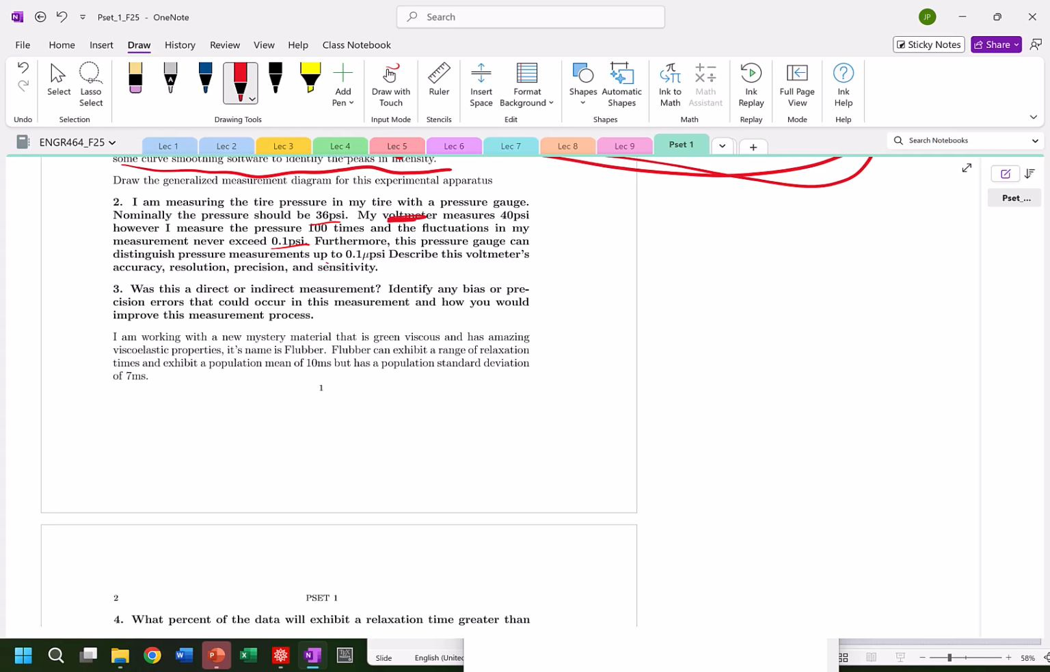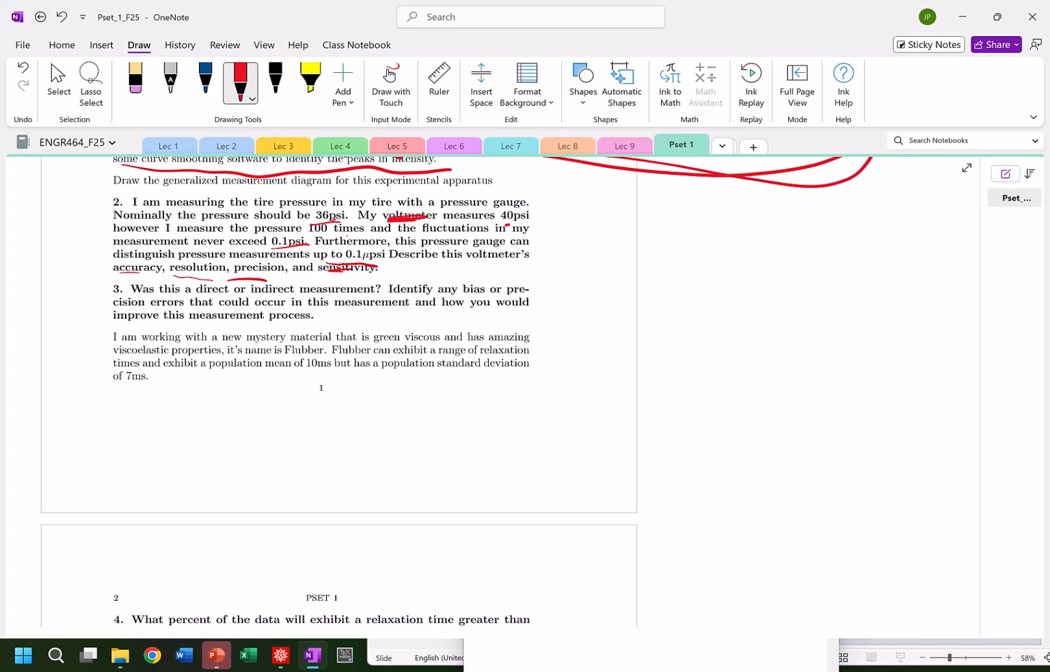It has very, very high resolution. Accuracy is horrible. Precision is very good. Precision is very good, accuracy is horrible. Sensitivity is also very good.